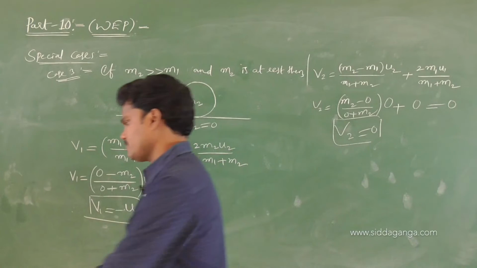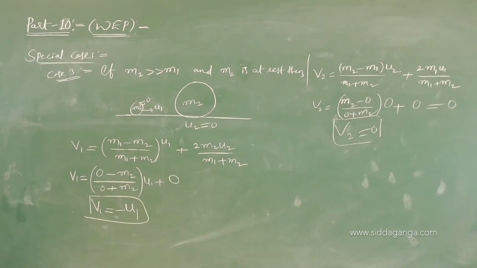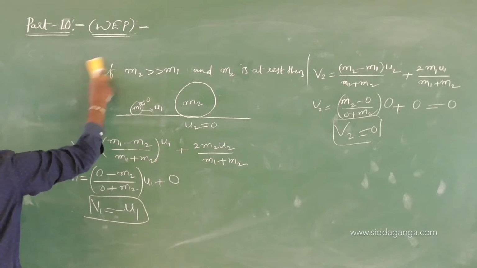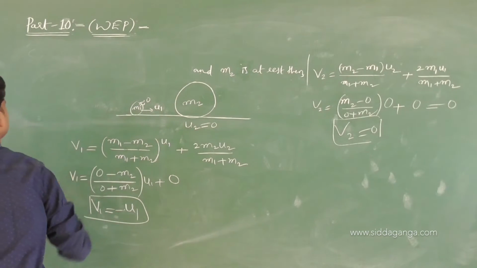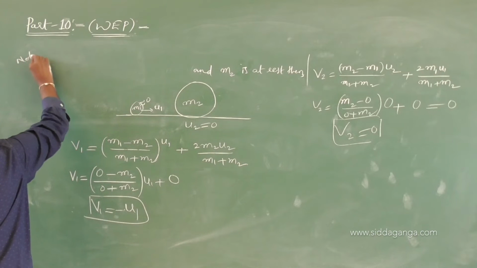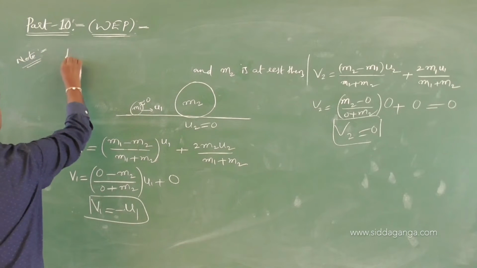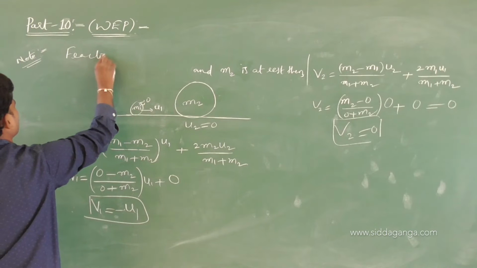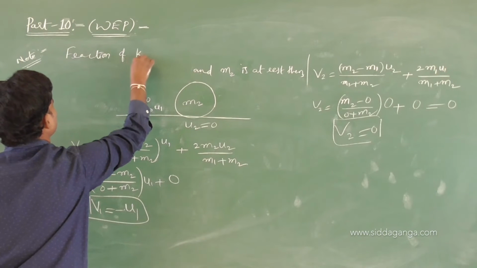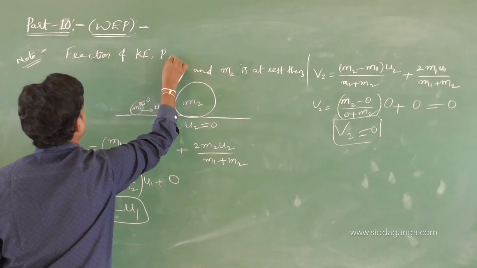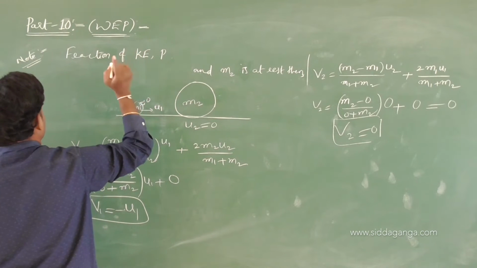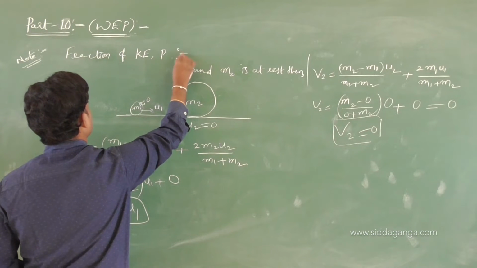Okay. See the next one. See the next thing. The next one is also an important concept. You feel all these are note points used to solve problems. So write down the heading: Fraction of kinetic energy and linear momentum in case of elastic collision. Right now we are in elastic collisions only. Fraction of kinetic energy, linear momentum.